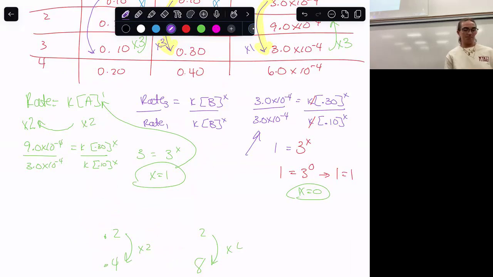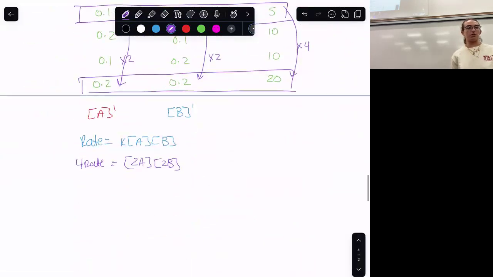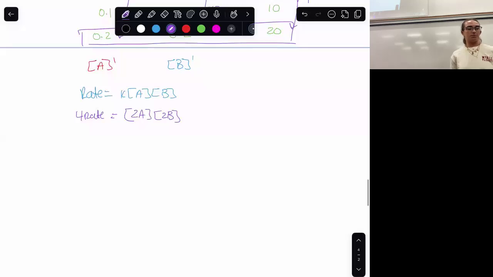Yep. Okay. Any other questions? Looking at the slopes, like the natural log, I was a bit confused on.